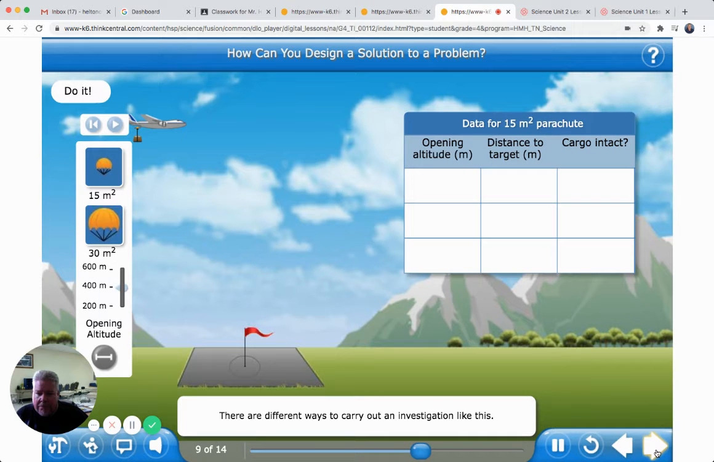There are different ways to carry out an investigation like this. Here is one way to do it. The parachute size is set to 15 square meters. Set the opening altitude to 600 meters.